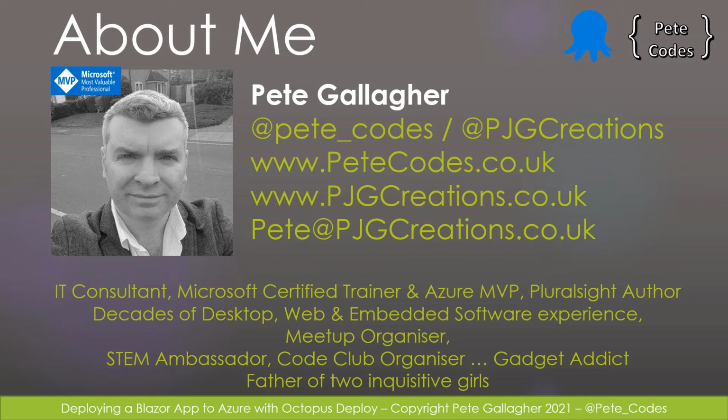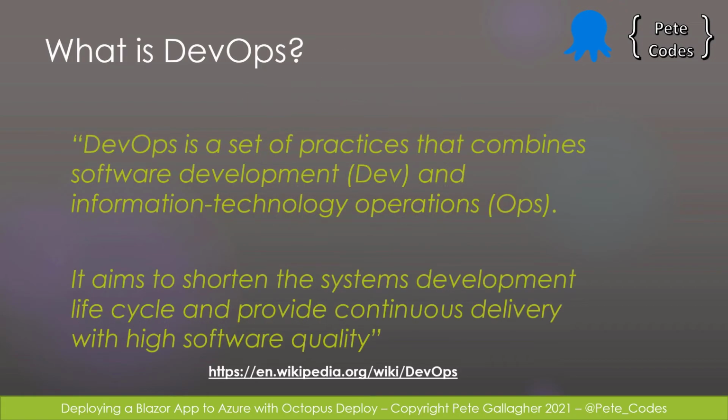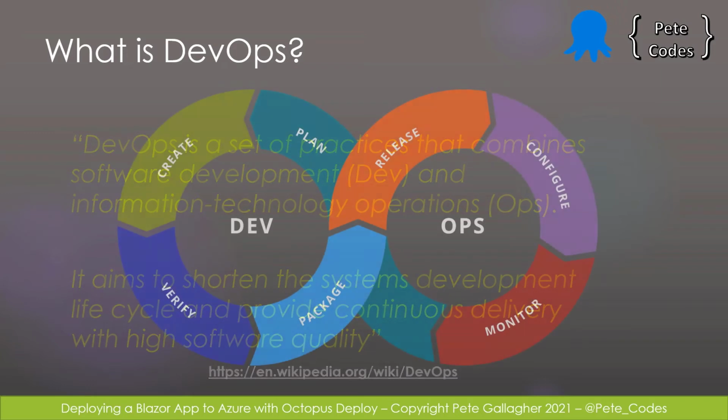So today we're going to talk a little bit first about DevOps and what that is. The Wikipedia definition of DevOps is that it's a set of practices that combine software development, which is the dev, and information technology operations, which is the ops. It aims to shorten the system's development lifecycle and provide continuous delivery with high software quality.